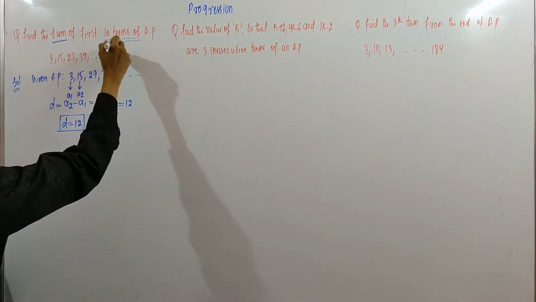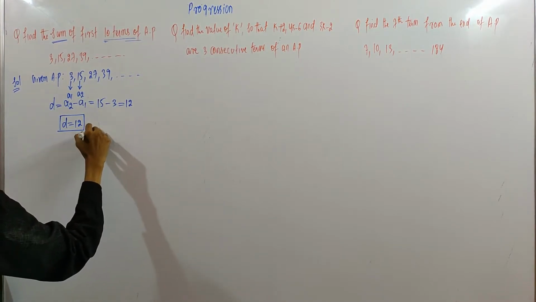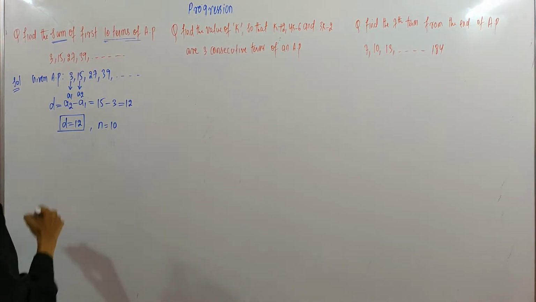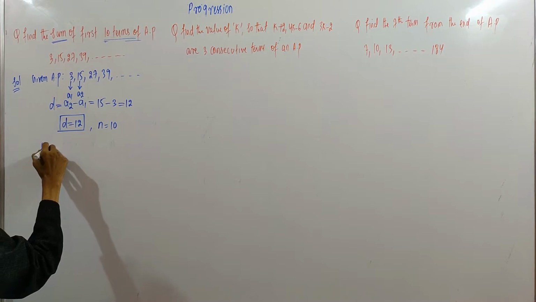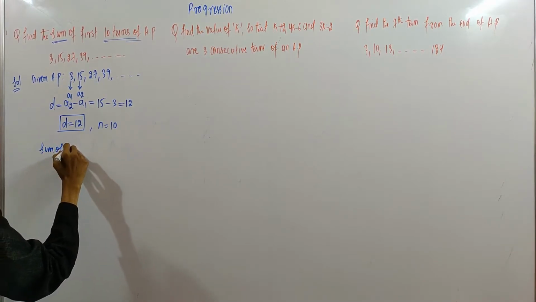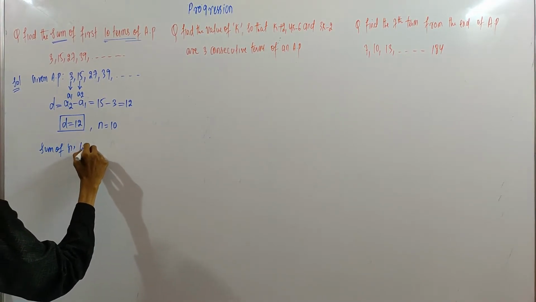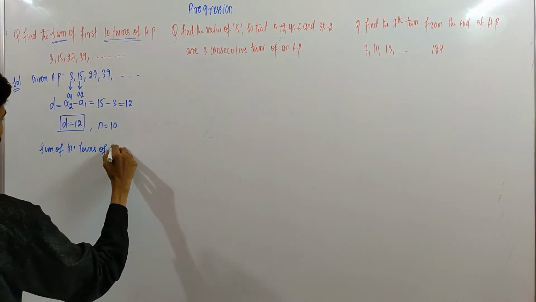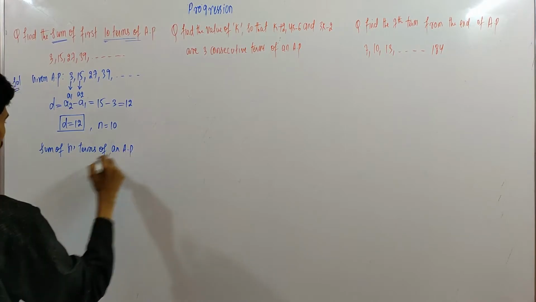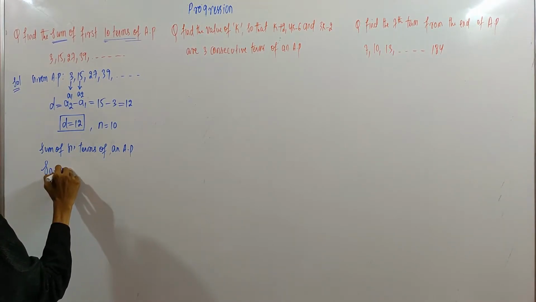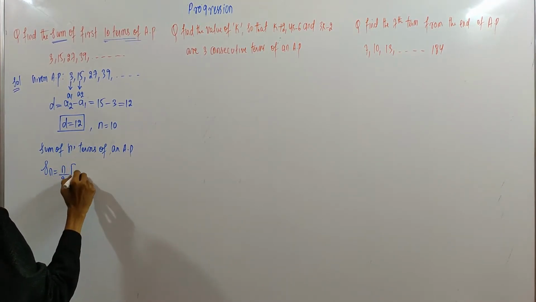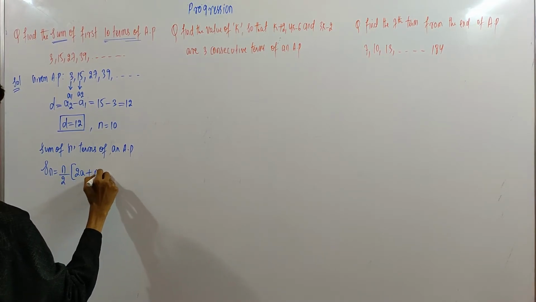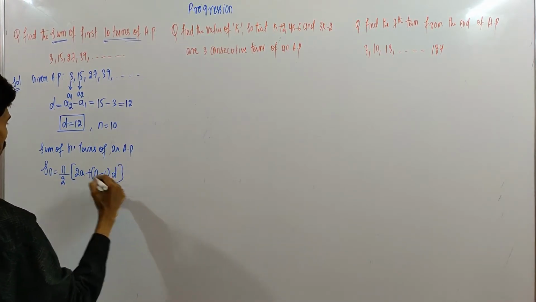Now 10 terms is given. So n value is 10. We want the sum of n terms of an AP, which is given by Sn. Sn is equal to n by 2 into 2a plus n minus 1 into d.